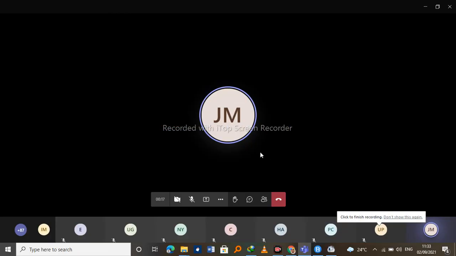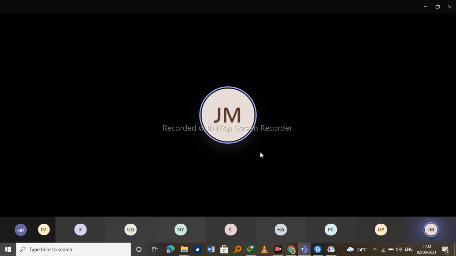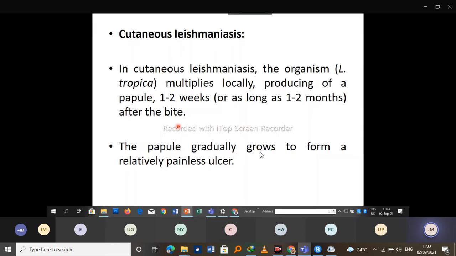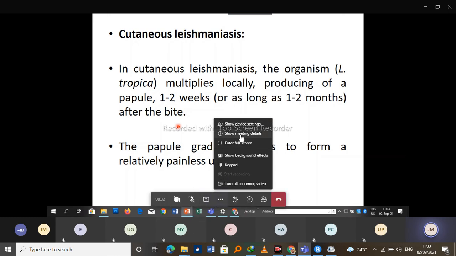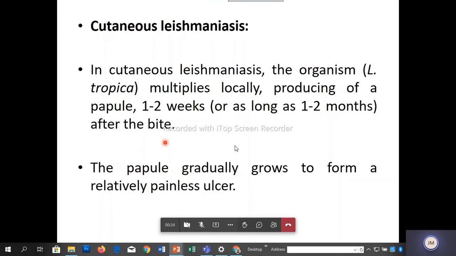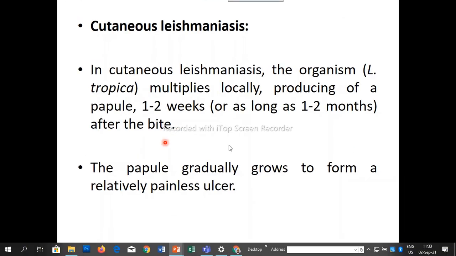Cutaneous means the skin. In cutaneous leishmaniasis, the organism Leishmania tropica multiplies locally. Here, the infection is not caused by Leishmania donovani. It is caused by Leishmania tropica. These multiply locally, producing a papule. One week later, the papule gradually grows to form relatively painless ulcers.